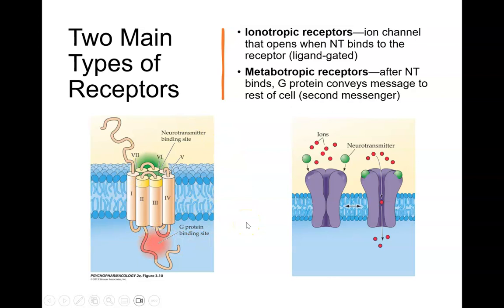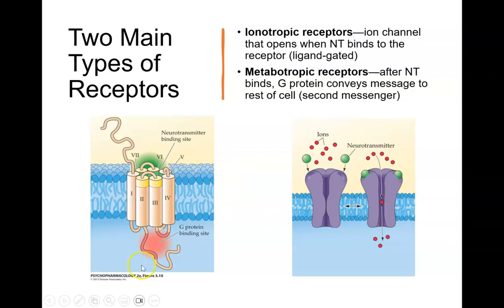Ionotropic receptors are basically an ion channel that will open when a neurotransmitter binds to the receptor. Here we have our ions in red. When the neurotransmitter binds with this receptor, the ion channel opens, allowing ions to flow inside of the cell. Neurotransmitters are technically ligands, and as a result, ionotropic receptors are called ligand-gated receptors.